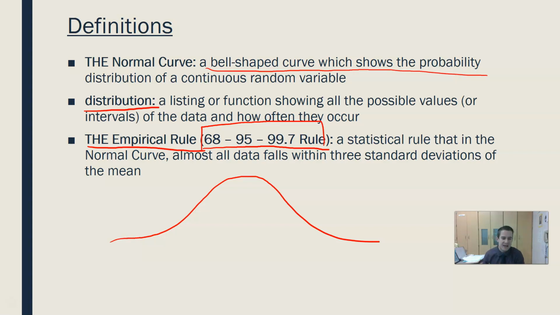So last lesson, we talked about the standard deviation and how a standard deviation is a measure of how spread out the data is. Right? So we're going to talk about how the empirical rule states that in a normal curve, if data is normally distributed, basically all data is going to fall within 3 standard deviations of the mean according to this rule.